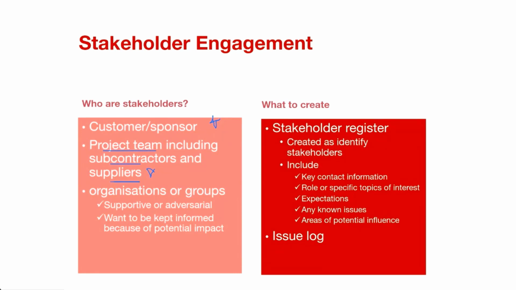So each one of these stakeholders has very different expectations, and you have to manage those expectations in order to ensure that the project moves forward and ultimately reaches the goal that you signed up for the project to complete. Other stakeholders would be organizations or groups. They might be supportive, or they might be adversarial. They want to be kept informed because of the potential impact, especially if you're looking at these massive infrastructure projects.